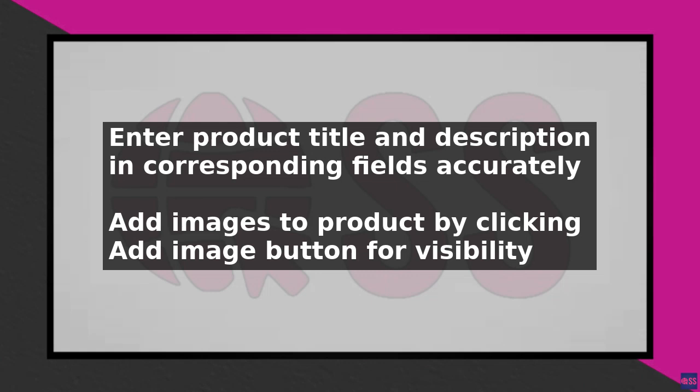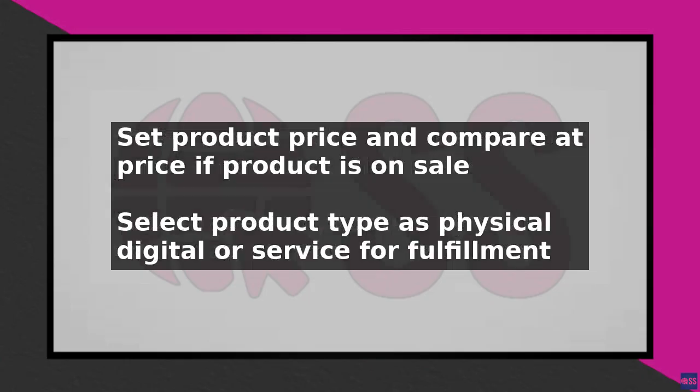If your product has variants, such as different sizes or colors, you can add them by clicking the Add Variant button. You also need to set the inventory quantity and tracking method. This ensures that you do not oversell products and that customers receive accurate inventory information. Additionally, you can set up shipping options and rates for the product.